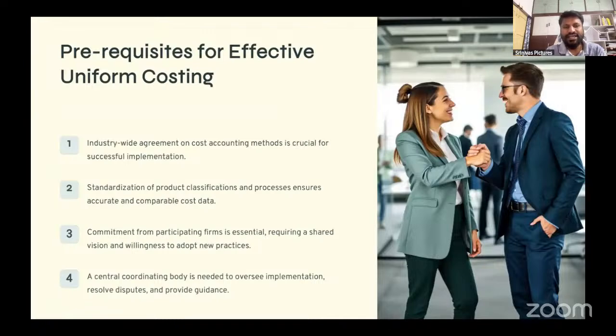An industry-wide agreement on cost accounting methods is crucial for successful implementation. A standardized product classification process ensures accurate, comparable cost data. Commitment from the participating firms essentially requires a shared vision and willingness to adopt new practices. A central coordinating body is needed to oversee the implementation, resolve disputes, and provide guidance.